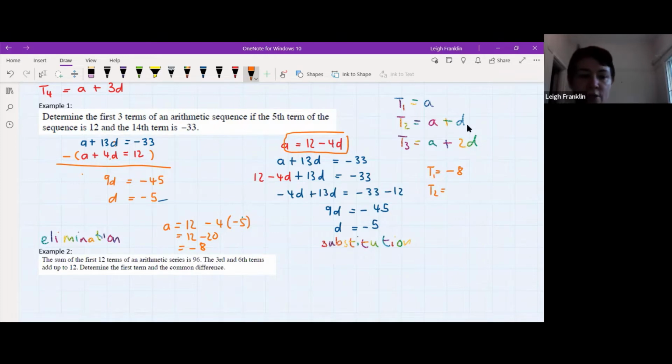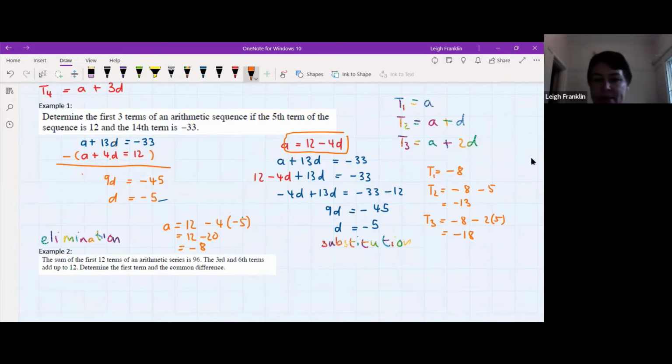Term 2 is going to be negative 8 minus 5, which will leave me with negative 13. And term 3 is going to be negative 8 minus 2 of 5 in this particular case, and that would be negative 18. Okay.